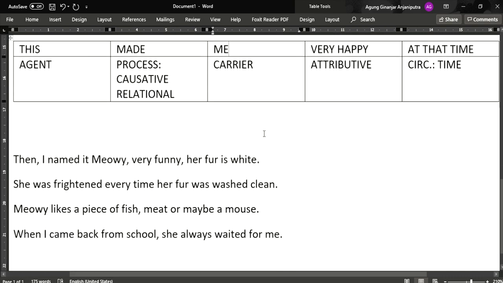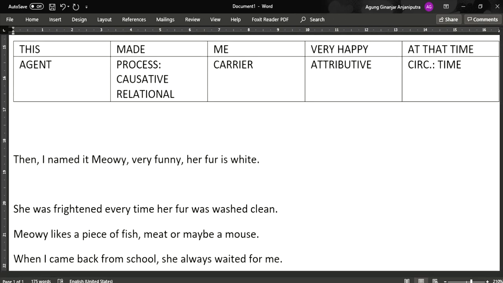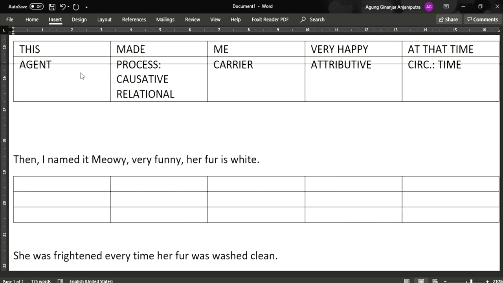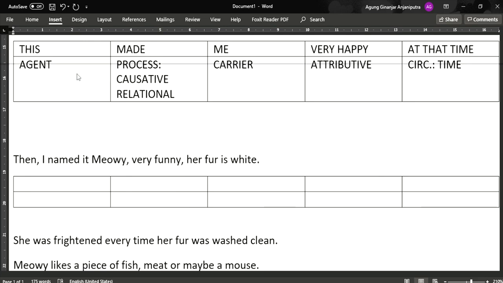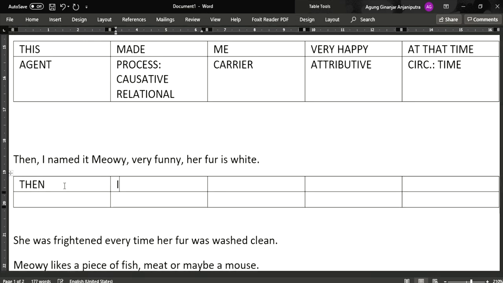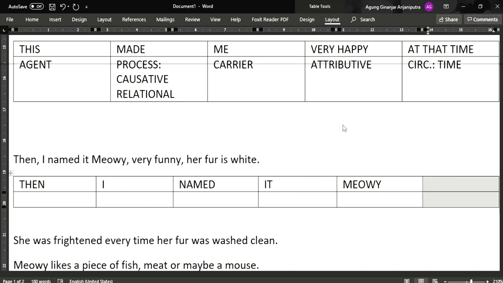So the next one, then I named it Miaoi. Okay, how many columns? 1, 2, 3. Then we need to insert the table. Oh, sorry, a column. Very wide. Okay, very funny. It's ellipsis. Very funny.